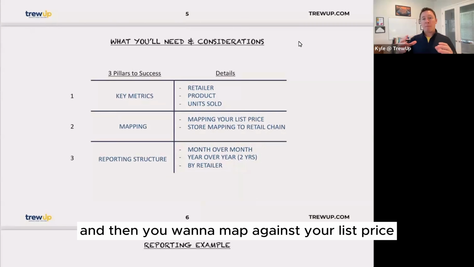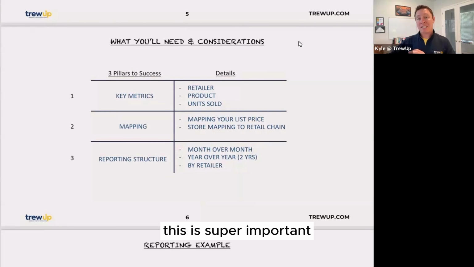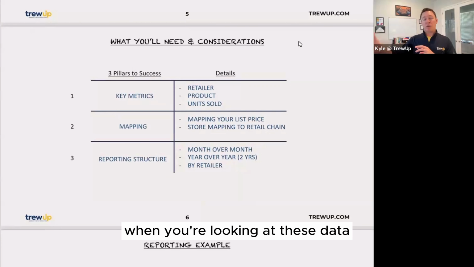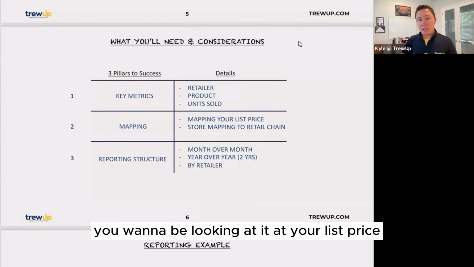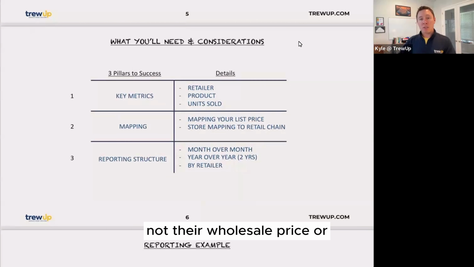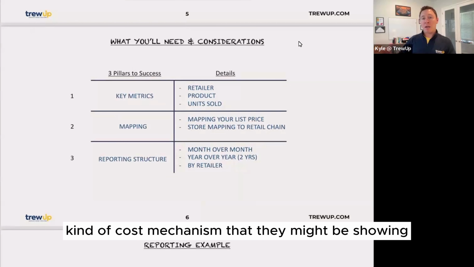And then you want to map against your list price. This is super important when you're looking at these data sets that you're getting from your distributors. You want to be looking at it at your list price, not at their wholesale price, or perhaps a different kind of cost mechanism that they might be showing.